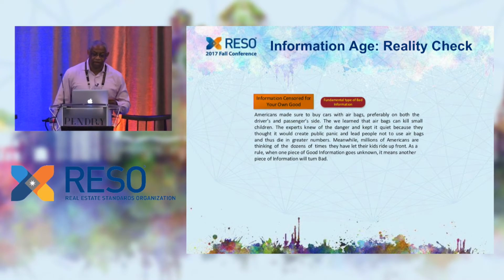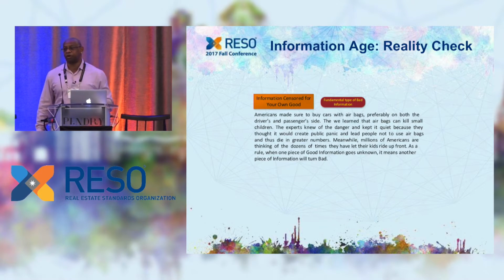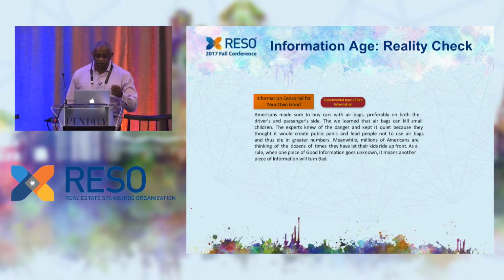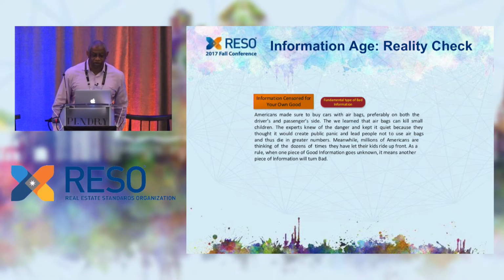Here's another case: information is censored for your own good. Americans made sure to buy cars with airbags, preferably on both the driver's side and passenger side. They learned that airbags can kill small children. The experts knew of the danger and kept it quiet because they thought it would create public panic and lead people to stop using their airbags, thus dying in greater numbers. Meanwhile, millions of Americans are thinking of dozens of times they have left their kids up front.